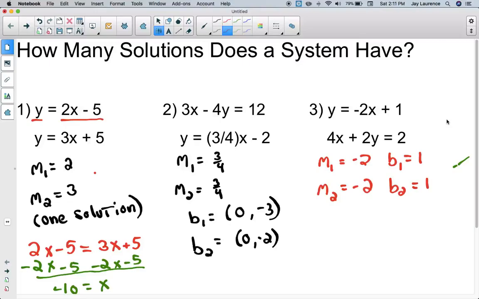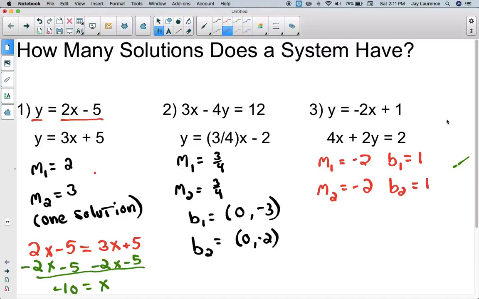And finally, the third possibility is the slopes are the same and that other point is the same. Slope's the same, x-intercept's the same. Slope's the same, y-intercept's the same. Then we have the same line graphed on top of itself. And so they're going to intersect everywhere, and therefore there are infinitely many solutions.